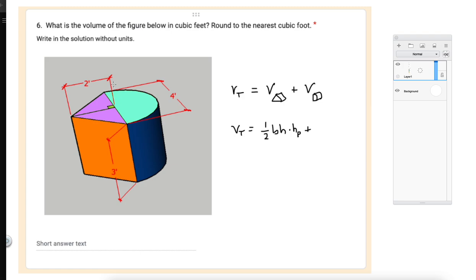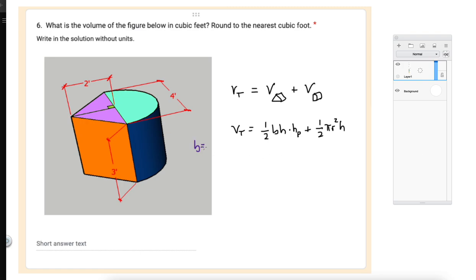Okay, what is the area of the half circle? Well, it's half pi r squared. Okay, that's half the circle, and we multiply that times the height. Okay, so let's list some stuff here.